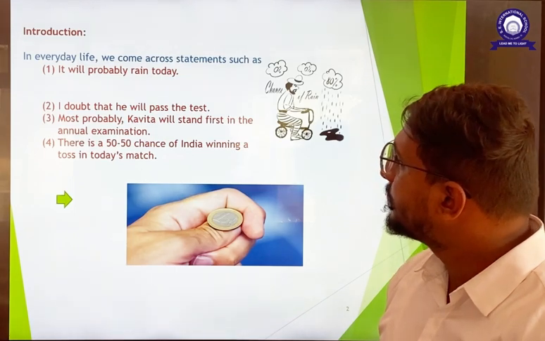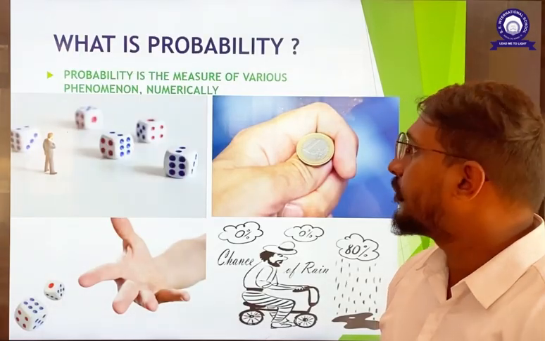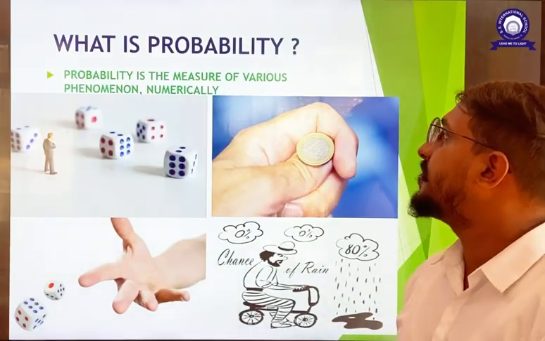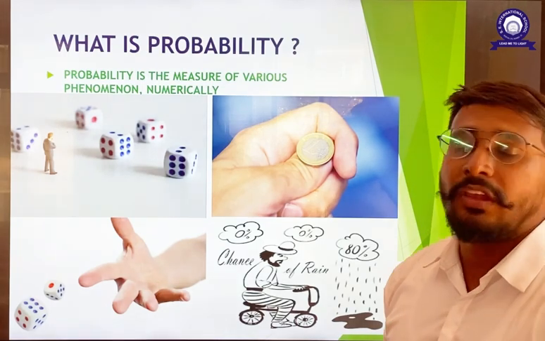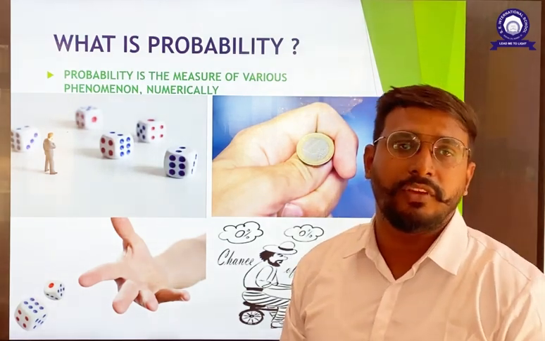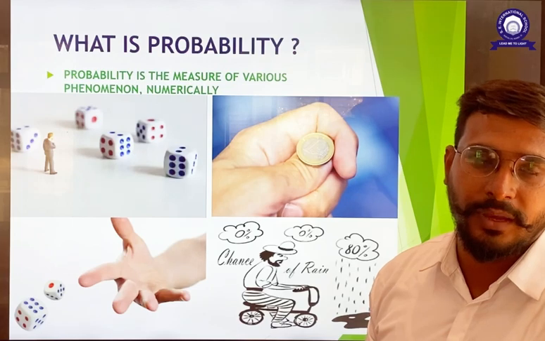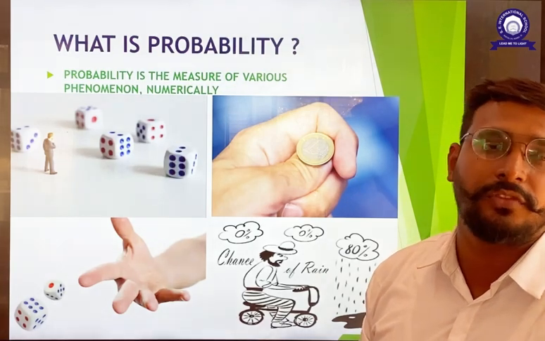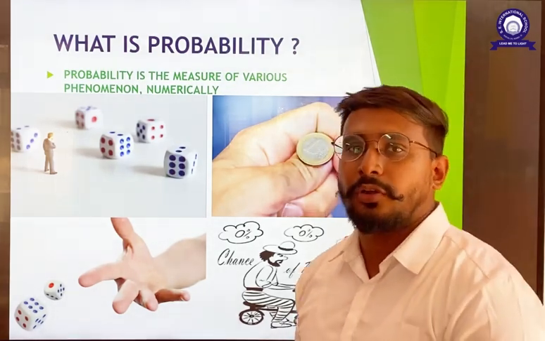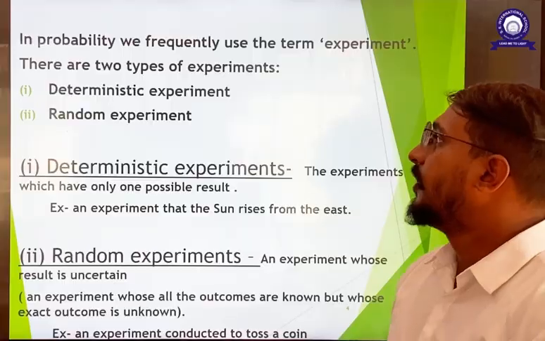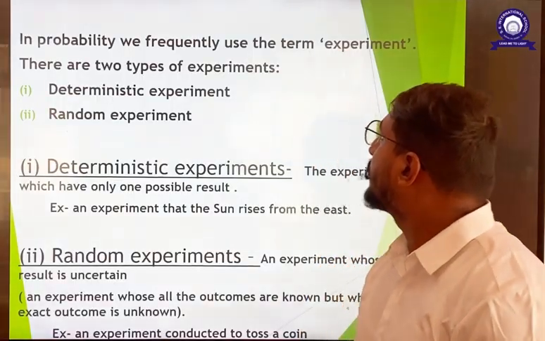Let's move forward. What is probability? Probability is the measure of various phenomena, which we study numerically, with the help of numbers. I have explained this with the help of the theoretical part, and we'll be seeing the numerical part. So in probability, we frequently use the term experiment.